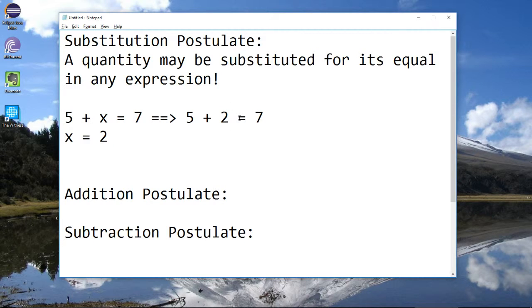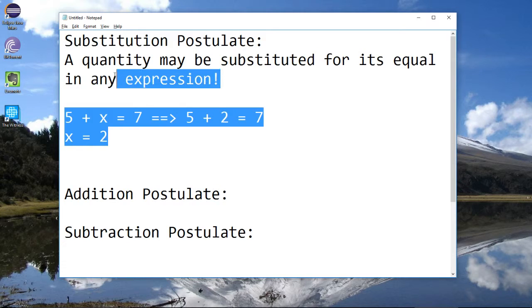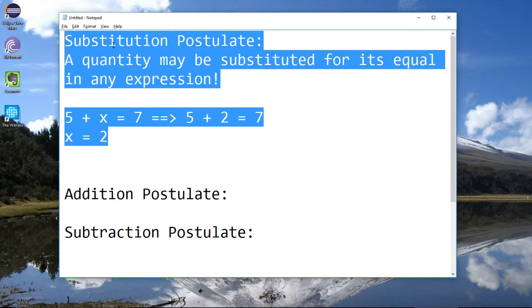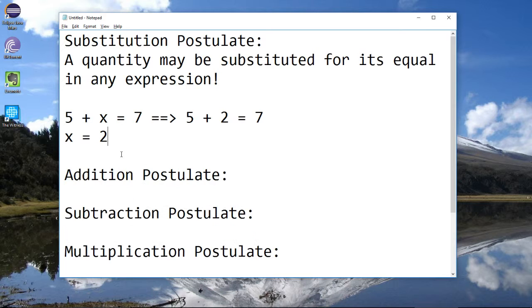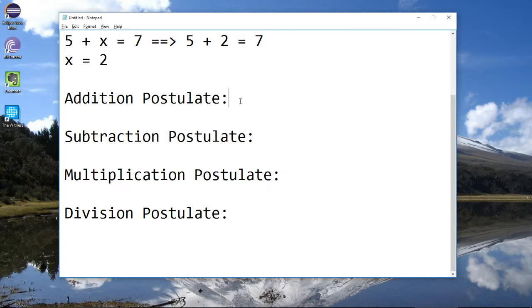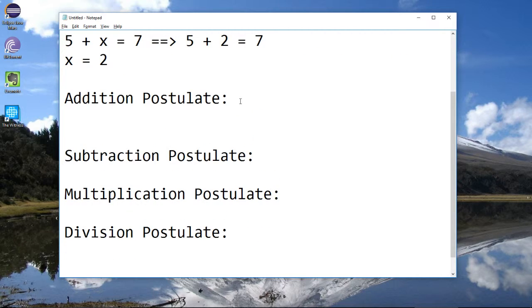It seems kind of crazy, but we're going to need to be able to point out exactly what we're doing. So even though it sounds obvious, we just need to be able to say, oh, the substitution postulate, that's when we're allowed to substitute. The addition postulate, if we take a look at that, also is going to sound kind of weird, but it comes down to being something that's really kind of obvious.